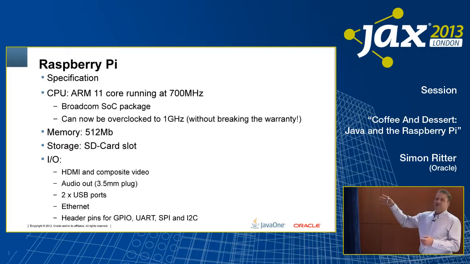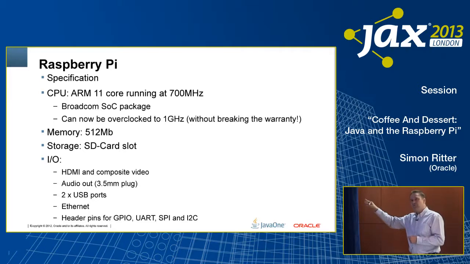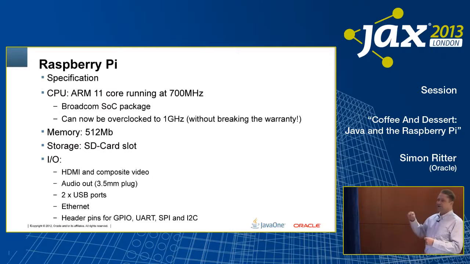The other really nice thing about this is it's got some really interesting input and output on it. So it's got the standard sort of things you'd expect. It's got USB ports, it's got an Ethernet port. It has audio out only, so there's no audio in. You can't plug a microphone into the 3.5mm socket, but if you wanted to use a microphone, you can use one of the USB ports and go through that route.